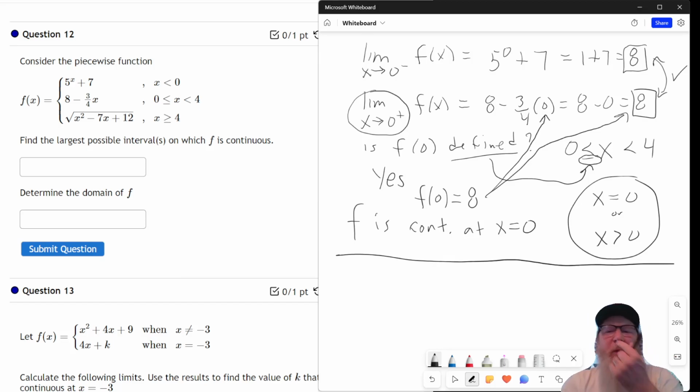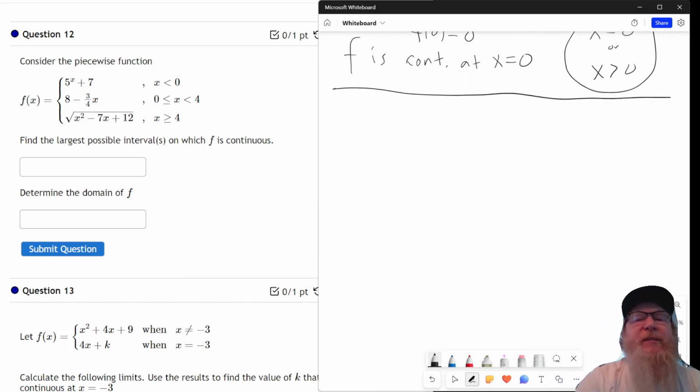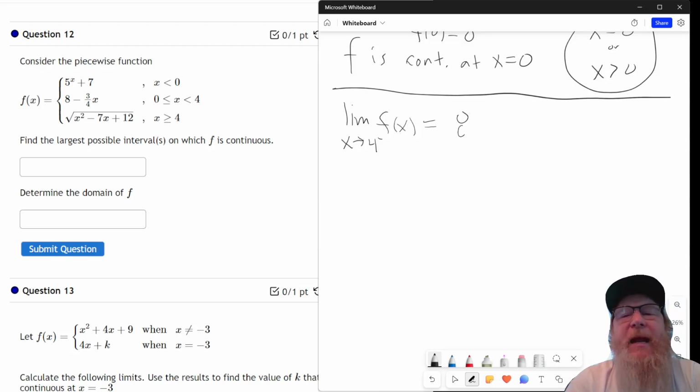I'm going to answer both the questions simultaneously. First, I want to figure out the continuity first. So I know it's continuous at 0. Now, what about 4? All right, so the limit as x approaches 4 from the left. So the left side of 4 is the middle piece. So it says x is less than 4. So that's going to be 8 minus 3/4 times 4, which is 8 minus 3, which is 5.